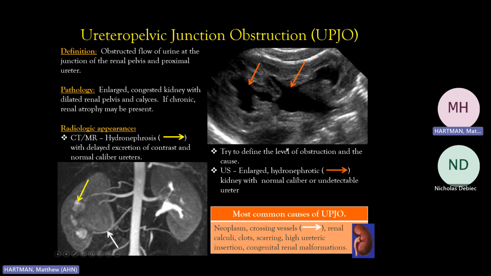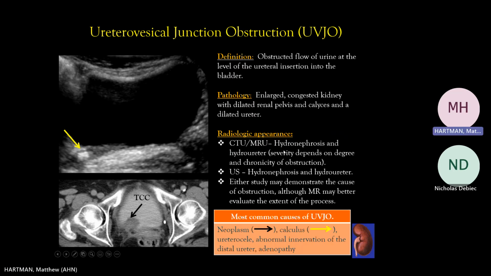This is a UPJ obstruction in contrast to a UVJ obstruction at the level of the bladder ureter insertion. Again, our differential can have a calculus at the UVJ or can have a tumor, in this case a TCC. Again, all this is plumbing. Everything will get backed up proximal to that.